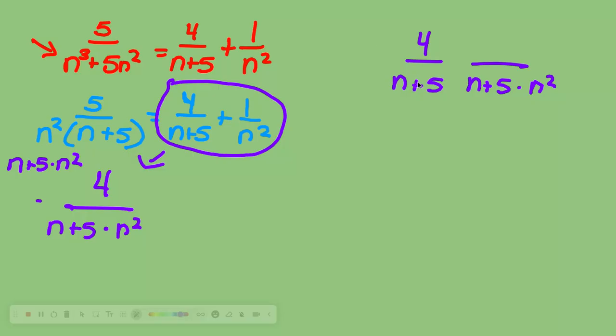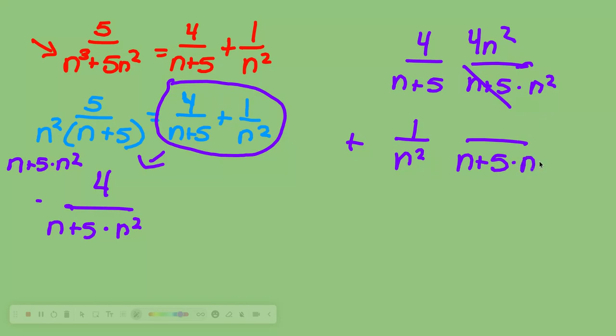Alright, so n plus 5 goes into this. Well, we can cancel the n plus 5 out, and you're just left with n squared. And 4 times n squared is 4n squared. Plus, and we had the n squared over here, and again we had to use the entire one. N squared goes into n squared, so that cancels out, and you're left with n plus 5.